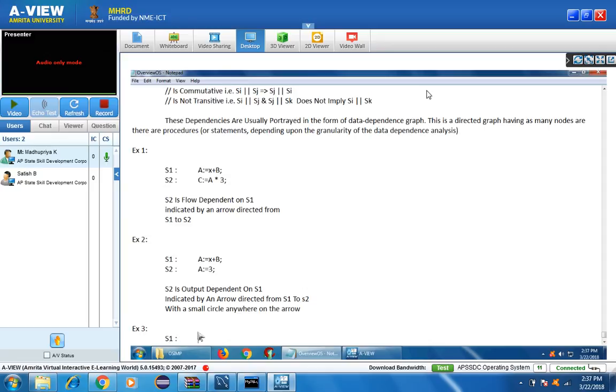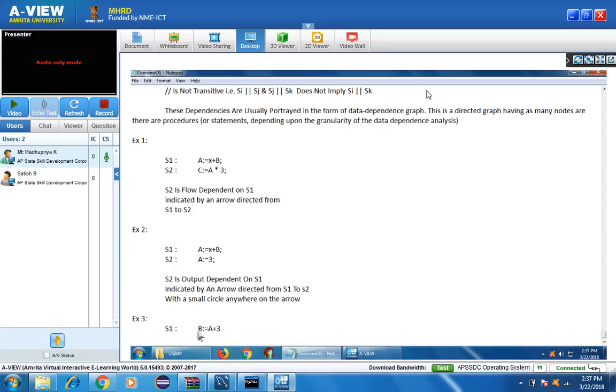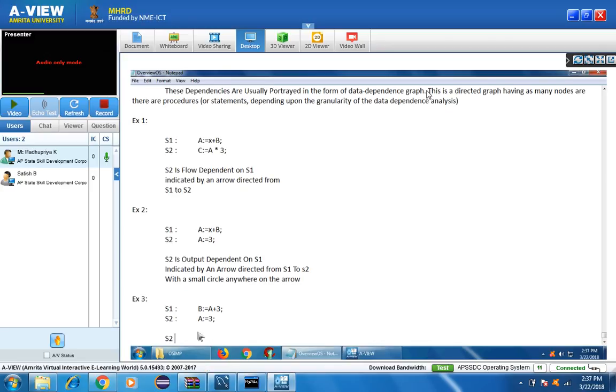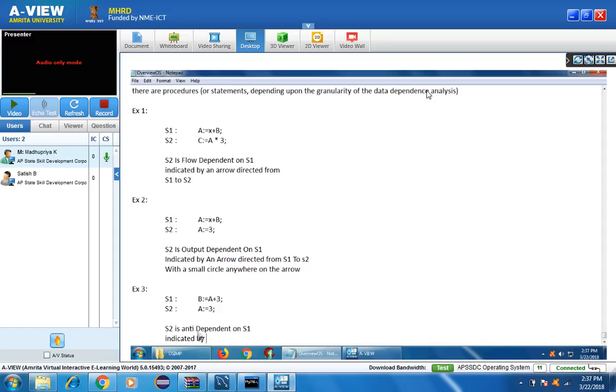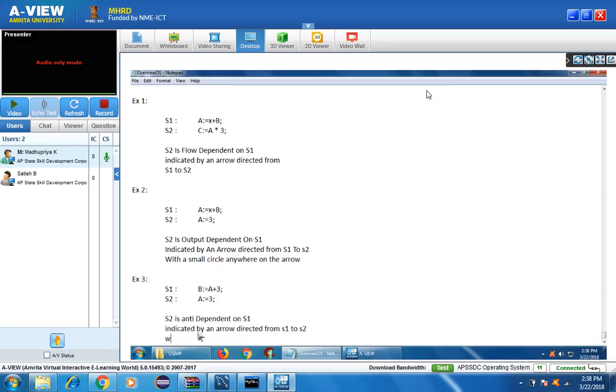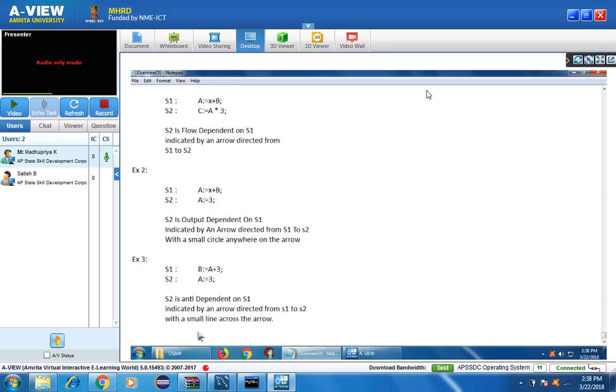Let's see: S1, B assigns to A plus 3; S2, A assigns to 3. Now you can say S2 is anti-dependent on S1, indicated by an arrow directed from S1 to S2 with a small line across the arrow.